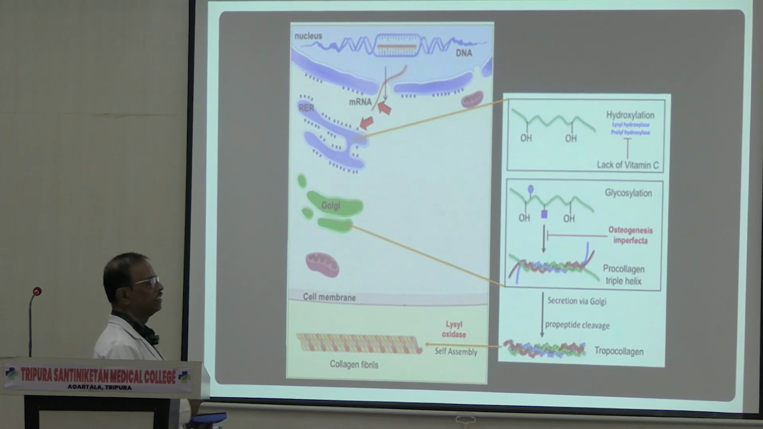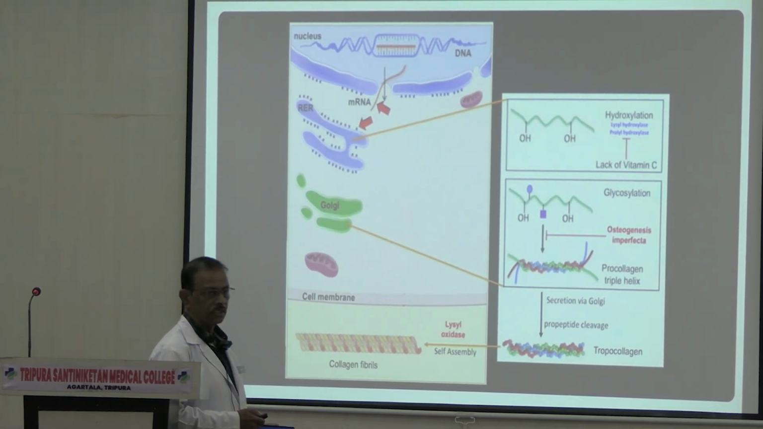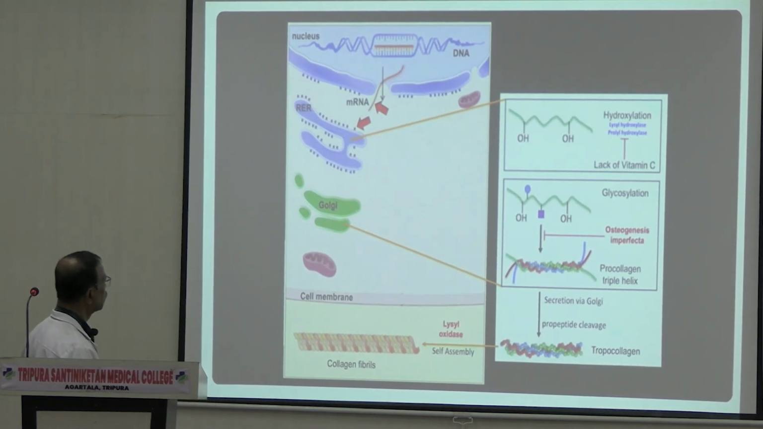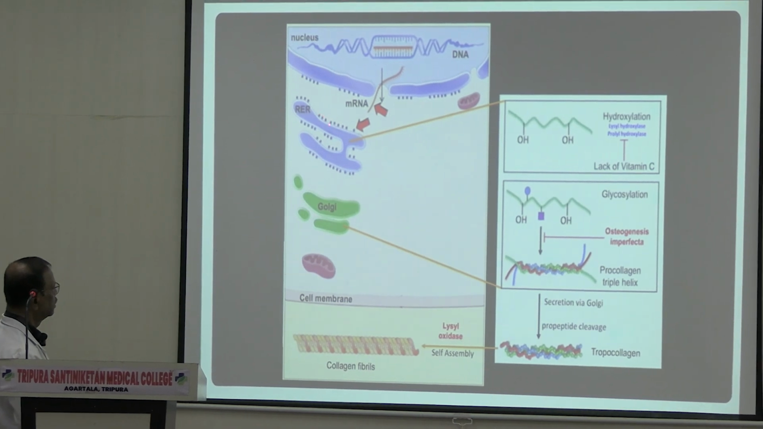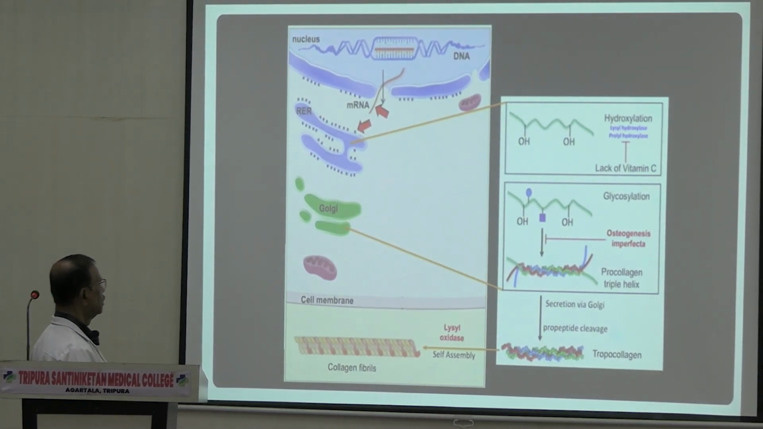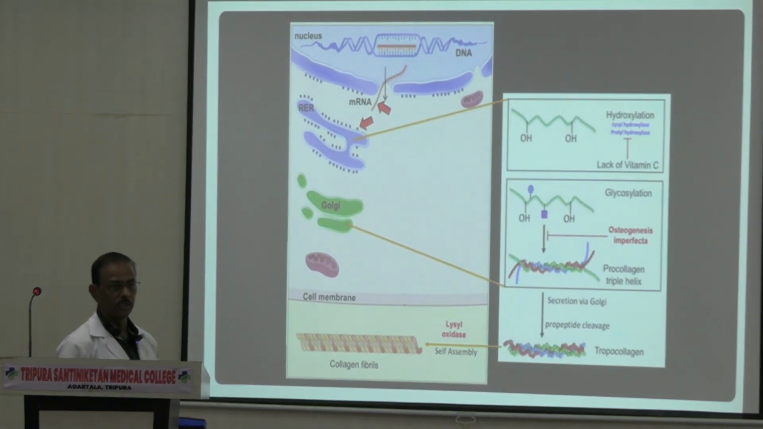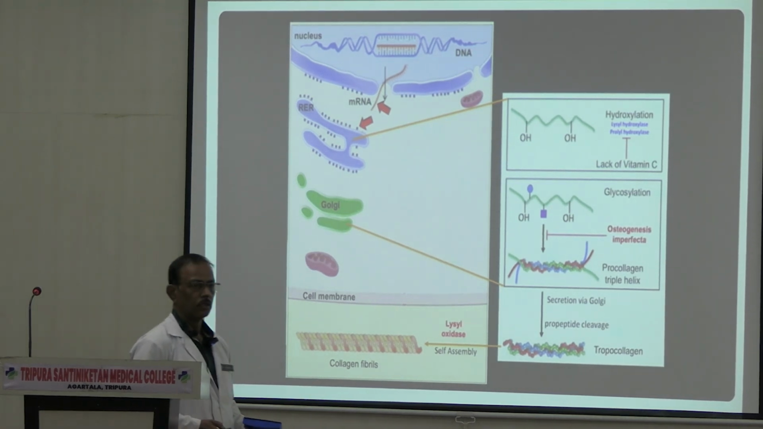Here mRNA is synthesized. mRNA is the template for alpha chain synthesis. So mRNA will come to the rough endoplasmic reticulum. In the wall of the rough endoplasmic reticulum there are ribosomes. In the ribosome the alpha chain is synthesized and released inside the lumen.